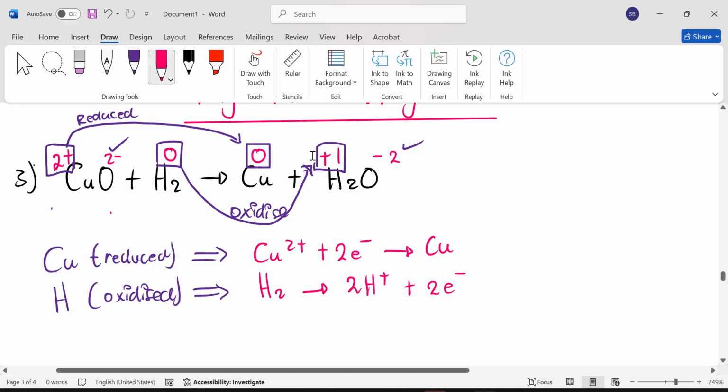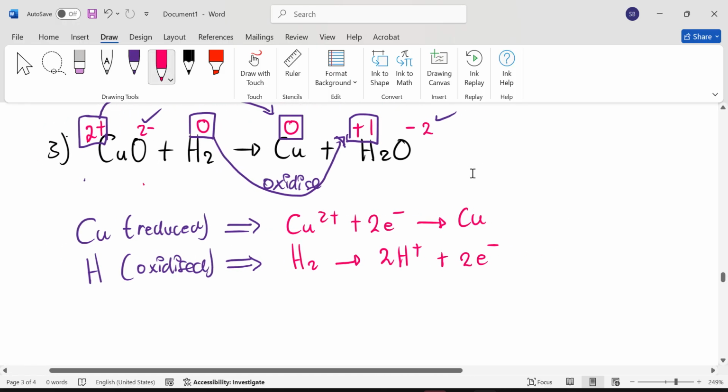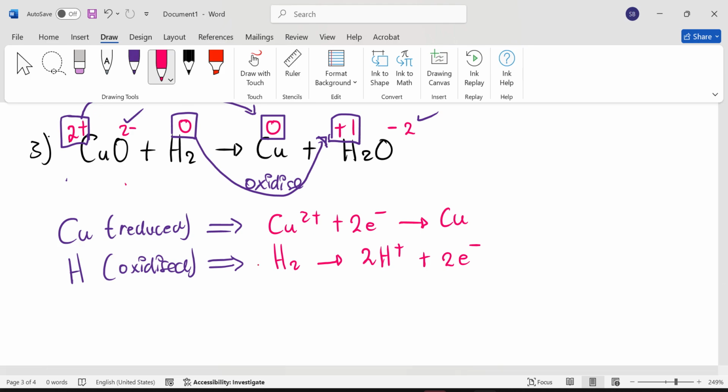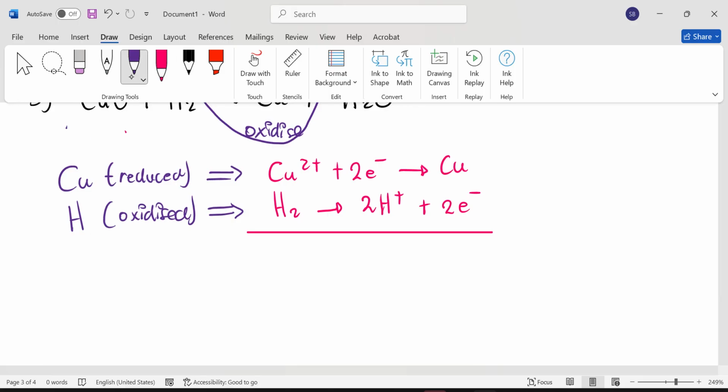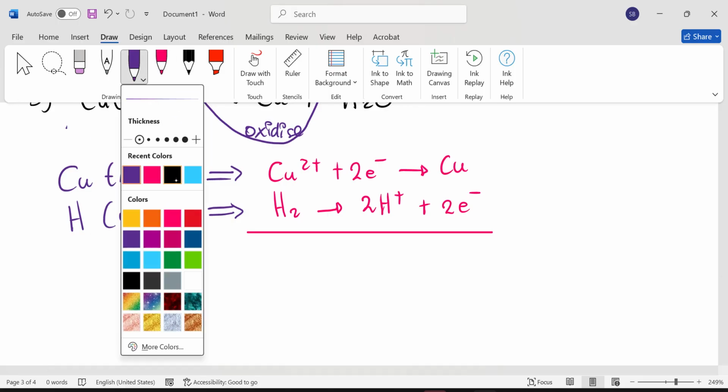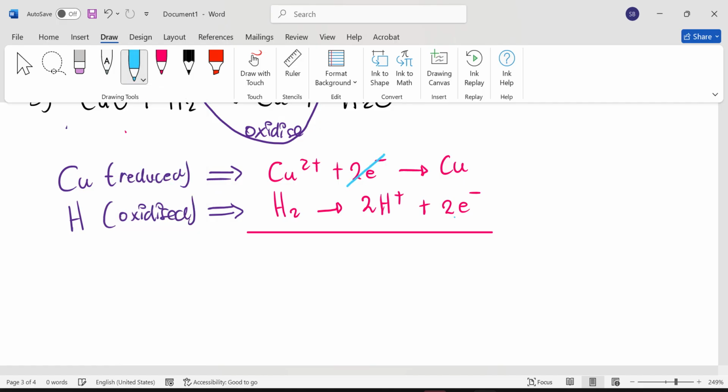Right. Like I said, get all of these from your table of standard reduction potentials, just in case you're wondering where it gets all these numbers, all these reactions from. Okay, so here's a question for you. Is this equation balanced? Yes, no, maybe? Are the electrons balanced? Yes. Cancel out. Can I write down the net ionic reaction? Yes, then let's do that.